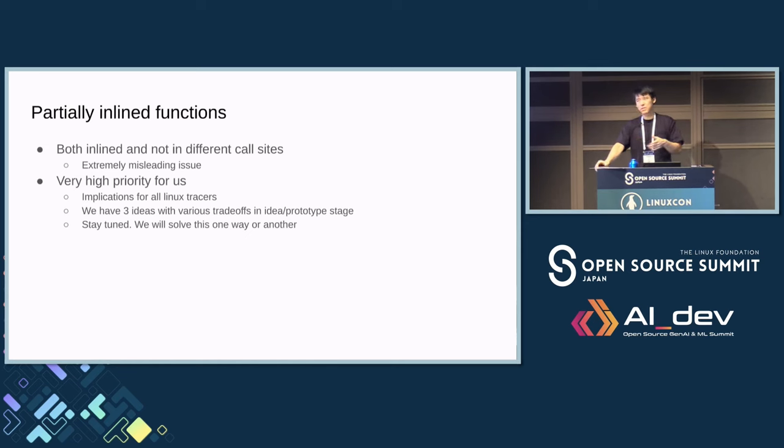And this is misleading data, and this is really, really bad. I think it's not been fully solved in any technology I know of, including DTrace, but you can correct me if I'm wrong. Anyways, we have a bunch of ideas we're playing with, and this is pretty high priority for us. They're in the idea and prototype stage. We're gonna solve this one way or another. We're probably not going to give up. And hopefully, after we solve this, we will also be able to access arguments for the inline functions in all the inline call sites. That'll be pretty cool, because I don't think anyone's ever done this before.